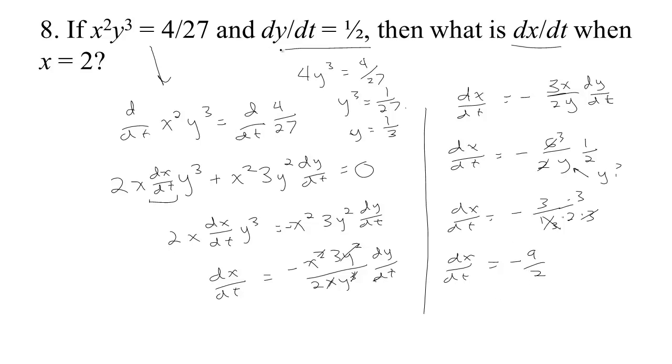So we find that at this particular instant, when x is 2 and y is 1/3, and you start changing y at a rate of 1/2 unit per time unit, then x will start decreasing at a rate of 9/2 units per time unit.